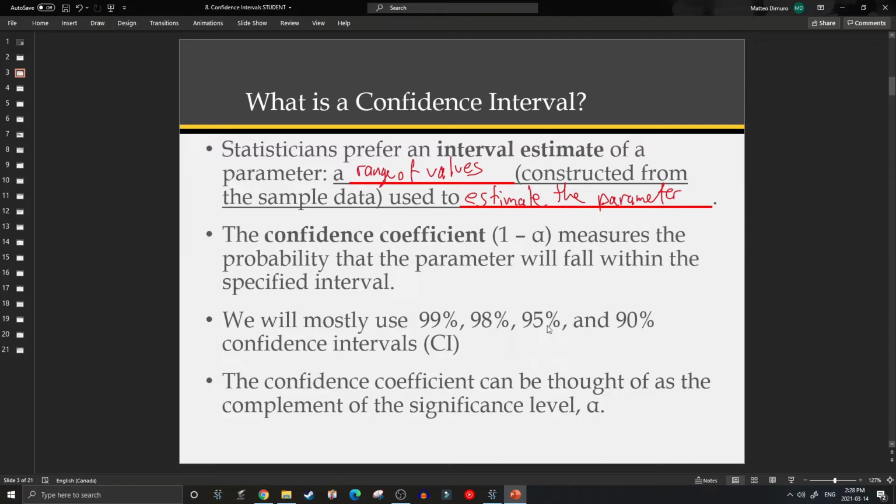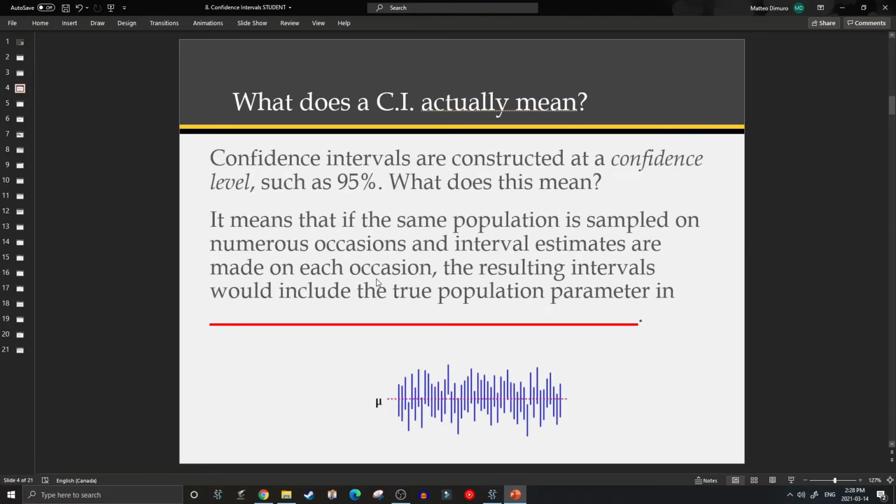So what are the intervals we use? Well, we go 99%, 98%, 95%, and 90% confidence intervals, which we sometimes just call CIs. So the confidence coefficient can be thought of as the complement of the significance level alpha. Remember, complement means you go 1 minus alpha to get to the complement.